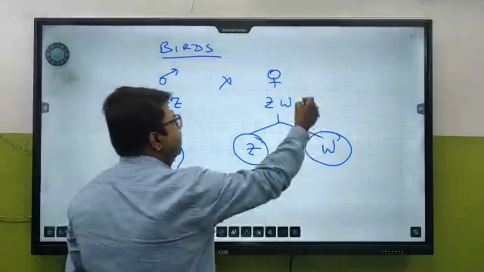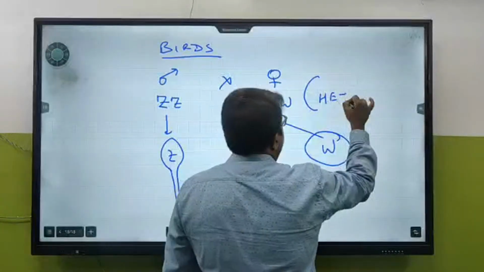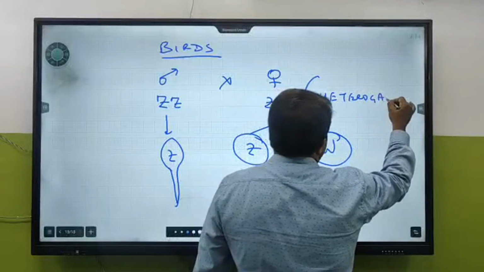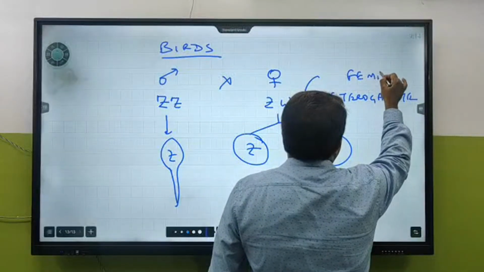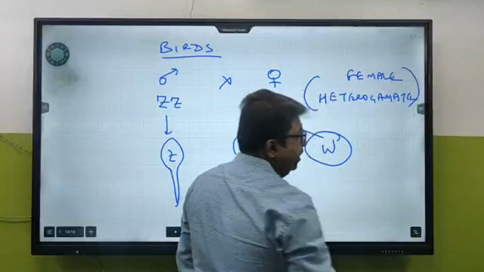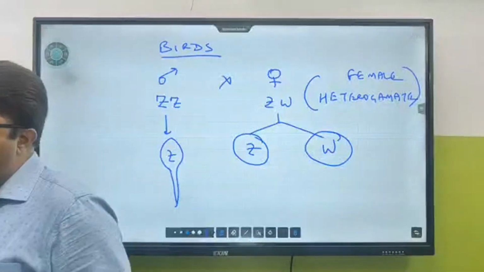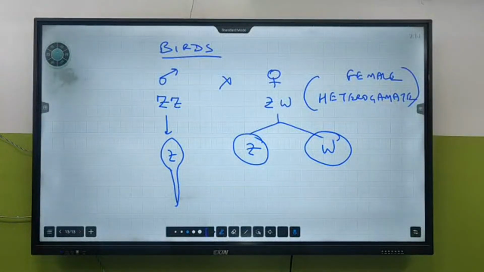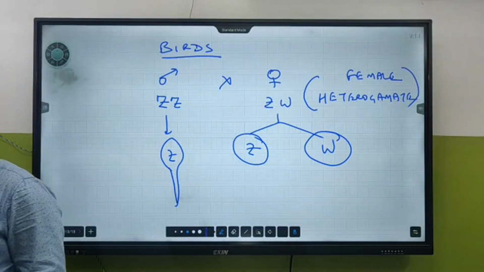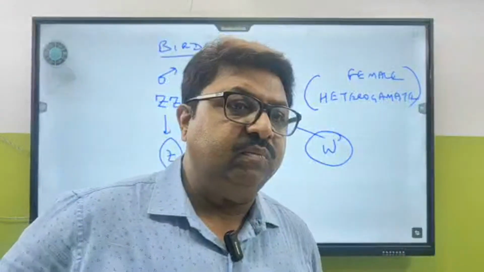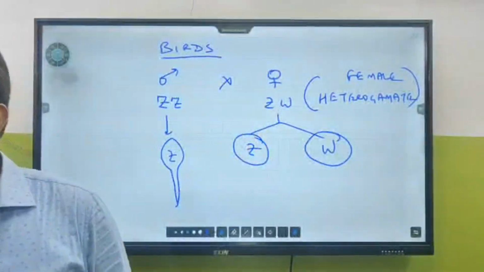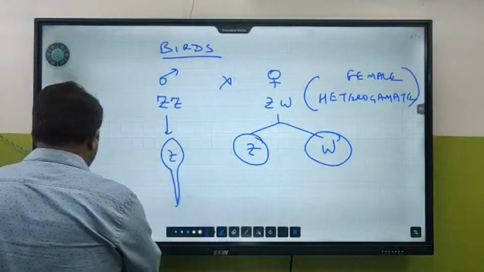Female is heterogamete over here. It's called female heterogamety. Just have a look, where is female heterogamety written? Clear? Female heterogamety has been given. Come down to bees.